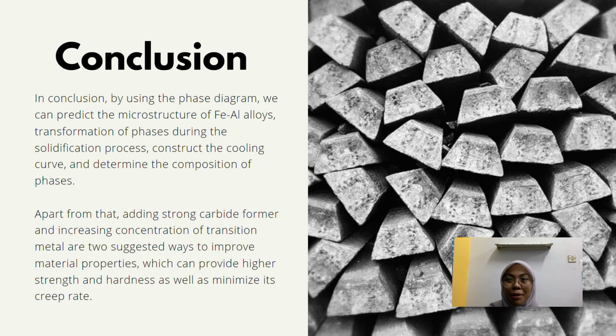In conclusion, by using the phase diagram, we can predict the microstructure of ferrum aluminum alloys, the transformation of phases during the solidification process, construct the cooling curve, and determine the composition of phases. Apart from that, adding strong carbide former and increasing concentration of transition metal are two suggested ways to improve material properties, which can provide higher strength and hardness as well as minimize its creep rate.